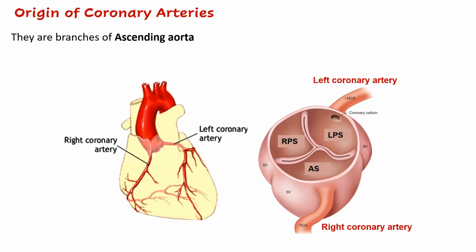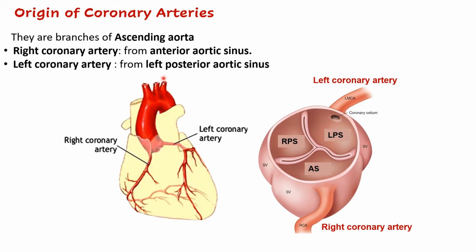Let us look at the origin of coronary arteries. As I said earlier, they are branches of ascending aorta. The aorta here has at its beginning three aortic sinuses which can be seen here. This is the anterior aortic sinus and we have two posterior ones, right posterior sinus and left posterior sinus. So right coronary artery arises from anterior aortic sinus, whereas the left coronary artery arises from left posterior aortic sinus. So right coronary artery from anterior aortic sinus and the left coronary artery from left posterior aortic sinus.